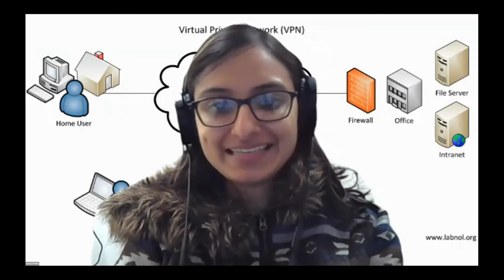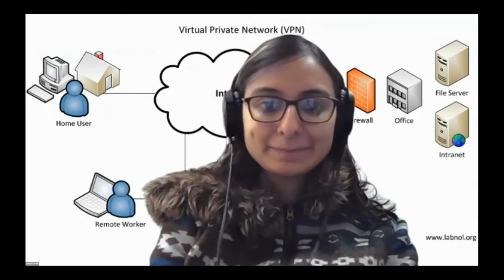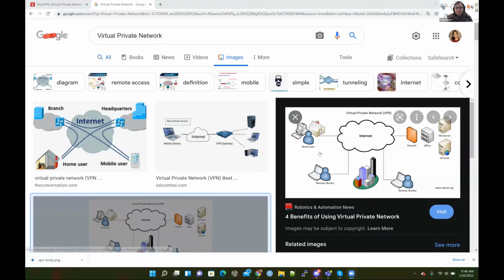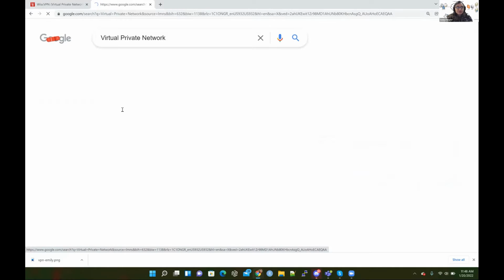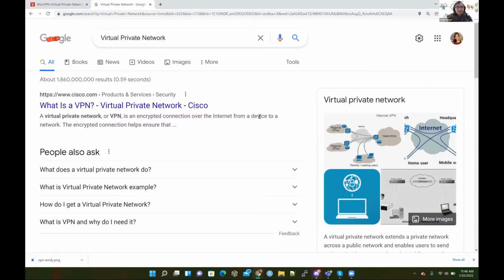Behind me, you can see this is an example of a virtual private network. Basically, these are some images: home user, remote workers, other remote workers. It all helps you connect with firewall, office, file servers, and allows you to log in as well. A virtual private network, or a VPN, is an encrypted connection over the internet from a device to a network.